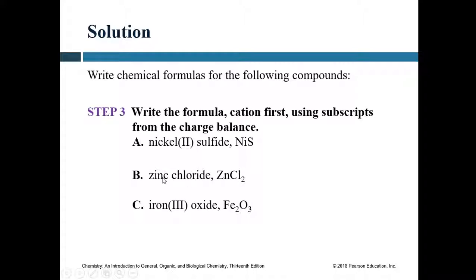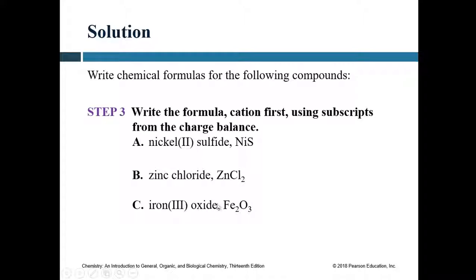Zinc chloride. Zinc doesn't have a Roman numeral. And you may go, oh my goodness, what's its charge? Well, if it doesn't have a Roman numeral, that means it can only be 1 charge. Go and look and see where it is in the periodic table. It's over there in the transition elements. It's always a +2, so we don't have to say a Roman numeral. Now because it's a +2 charge and our halogen's a -1, we know we're going to need a total of 2 negatives to balance out this +2 charge. Hence ZnCl2.